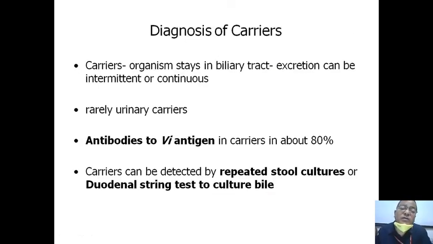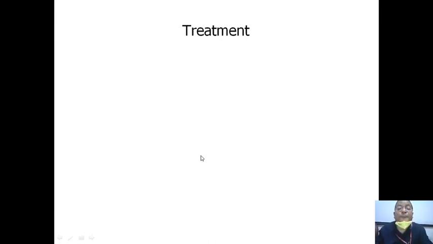I already mentioned the diagnosis of carrier: if you have antibodies against the Vi antigen, this probably suggests a carrier stage, as it is positive in 80%. But the new vaccine, typhoid conjugate vaccine, is based on the Vi antigen. So if you have antibody to Vi antigen, this can also mean that this is a vaccine recipient.